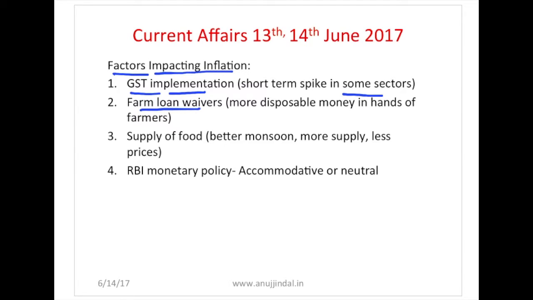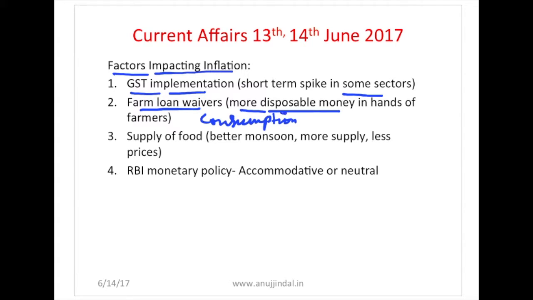The next is farm loan waivers. So when there is a farm loan waiver, what happens? Farmers have more disposable income, and when they have more disposable income, they start increasing their consumption. When they start increasing their consumption, then what happens?